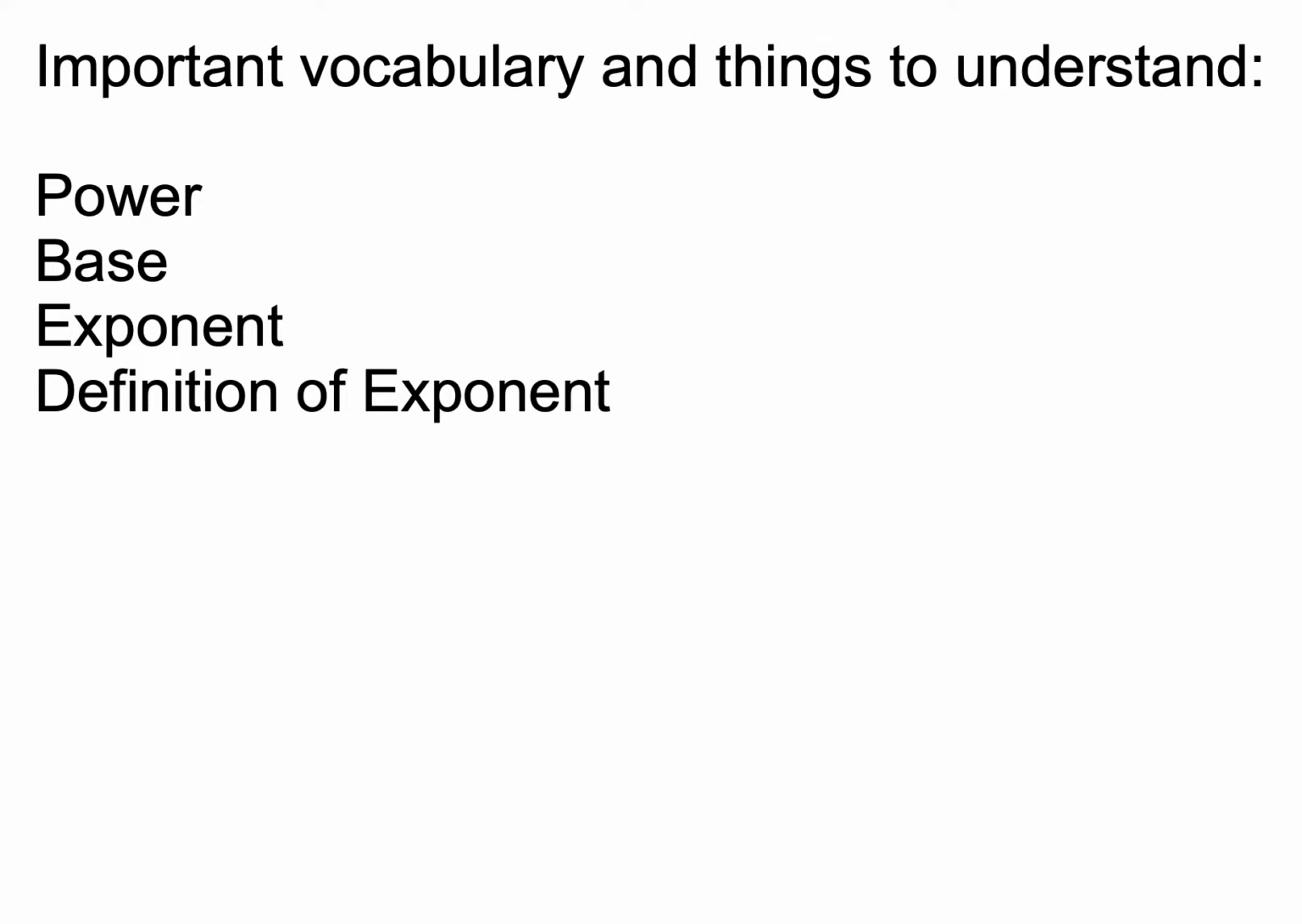Okay, important vocabulary and things you need to understand. Power. A power is a base and exponent together. Remember, it could include things like x squared, 9 to the 4th, 3. 3 is a power because it would be understood that the exponent is 1. X to the 14th. Different things like that. Okay, a base. A base would be the number that gets multiplied a certain number of times. For example, here, x is the base and it gets multiplied twice, which actually is the exponent.